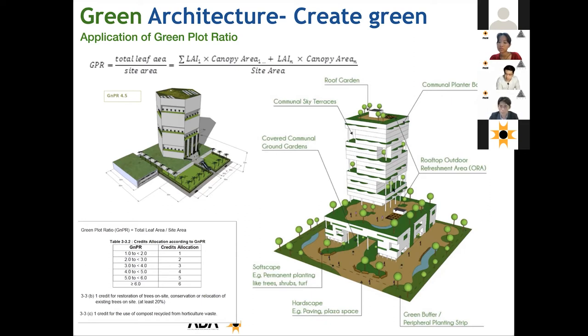And you can create a sky court. You also can create the roof gardens. So this is the area that we suggested for a designer to create a green. And in a lot of the green assessment tools like GBI or Greenery, they allocate a credit to the green creations. And they use a calculation called green plot ratios.